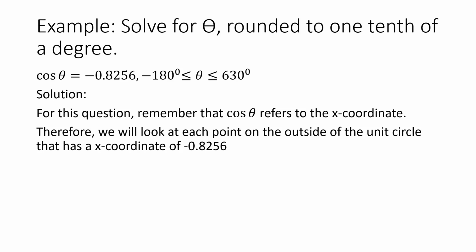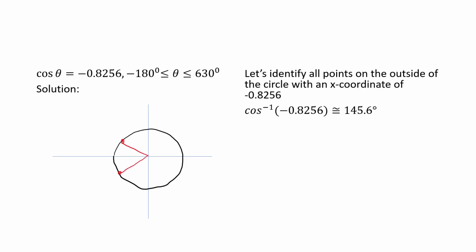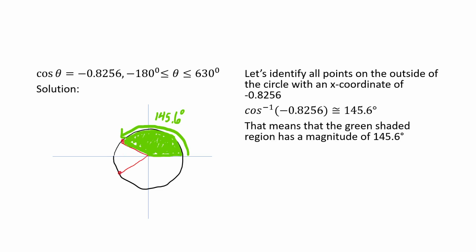And this question here, cos theta is negative 0.8256. What we're doing here is looking at a situation with a negative x-coordinate. Okay, well, we say to ourselves, I know that that point way out there has an x-coordinate of negative 1. So I know an x-coordinate of negative 0.8256 is right about there. We go to those points on the outside of the unit circle and draw our terminal arms. Okay, sweet. Now we use our cos inverse button, and it tells us that one of the answers will be 145.6.